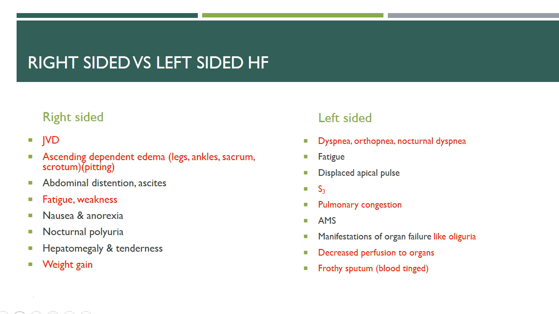Left-sided, you're going to have dyspnea, orthopnea, nocturnal dyspnea, which is shortness of breath at night. You're going to have an S3, pulmonary congestion. You might start to have organ failure issues, such as the oliguria. This is because of the decreased perfusion to organs. And you could have frothy sputum.